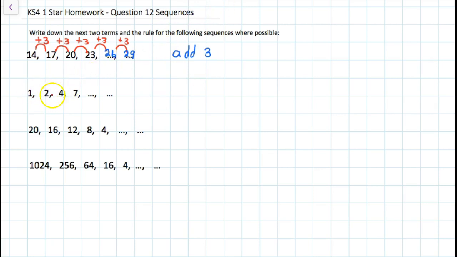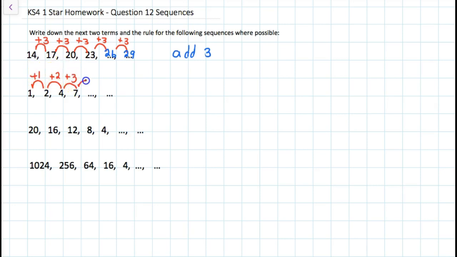We can see 1 to 2, 2 to 4, 4 to 7. Doesn't look as straightforward this time, so we're going to draw in the differences. So between 1 and 2, I need to add on 1. 2 to 4, I'm going to add on 2. 4 to 7, I'm going to add on 3. So I've got add 1, add 2, add 3.